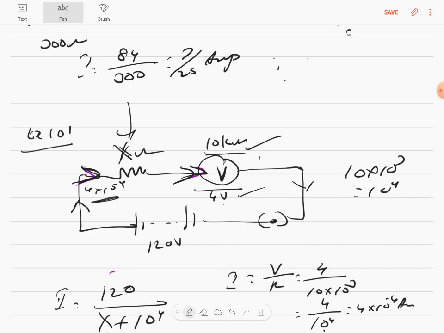Therefore, instead of an ammeter, we are using a voltmeter in series. What do you think the purpose of using the voltmeter is? Only if you connect a voltmeter, if you know the voltmeter reading itself, you can find the current. Otherwise, if you connect an ammeter, the ammeter will not show you any deflection because it's negligible.